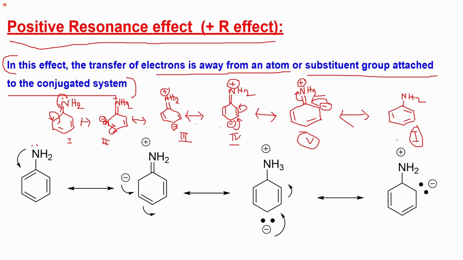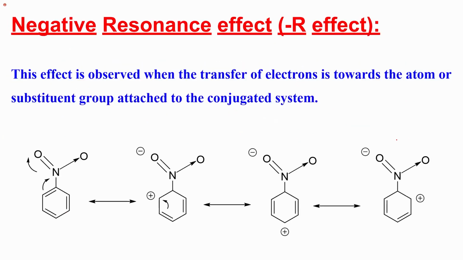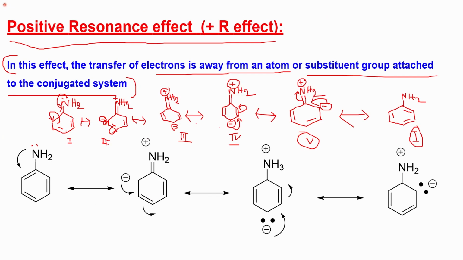Now we'll go to the second part, because in the first slide, whatever we discussed, the definition says there are two types of resonance effect. One is the positive resonance effect, the plus R effect, and one is the negative resonance effect, the minus R effect. So we will discuss what the negative resonance effect is. The effect is observed when the transfer of electron is towards the atom or substituent group attached to the conjugated system. In the previous slide, the electron was going away from the atom or substituent group. See, this electron is going through the whole ring and again coming back.